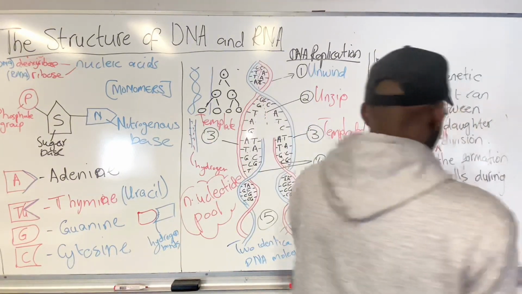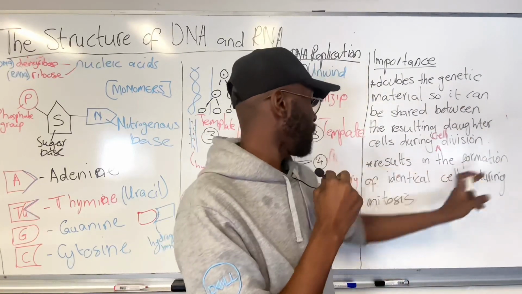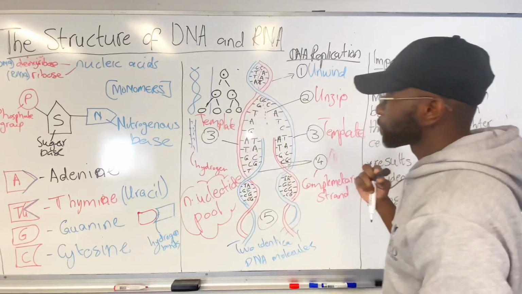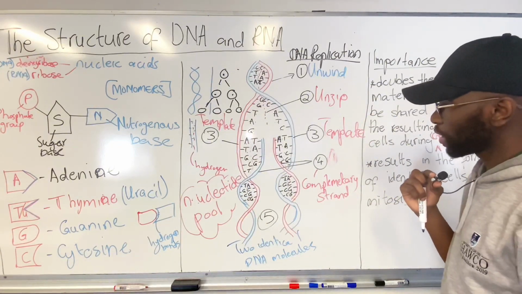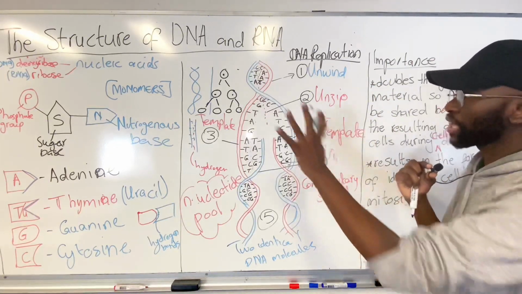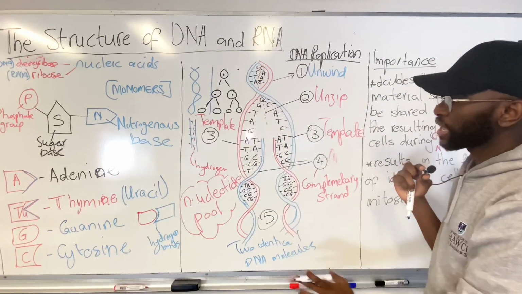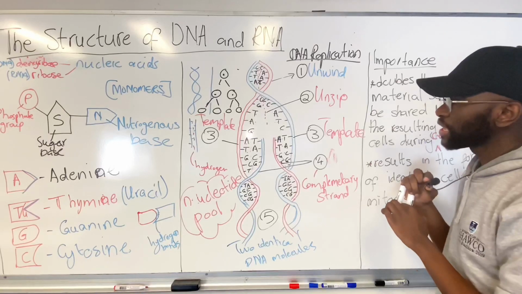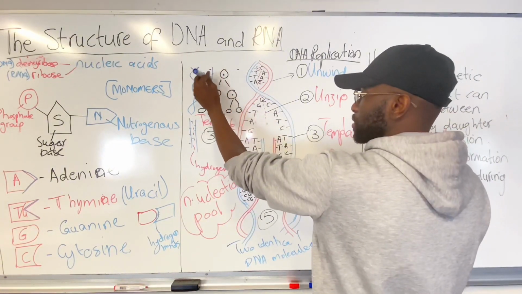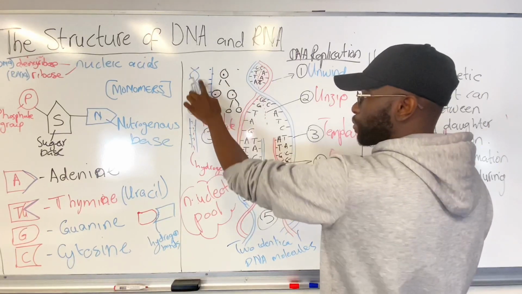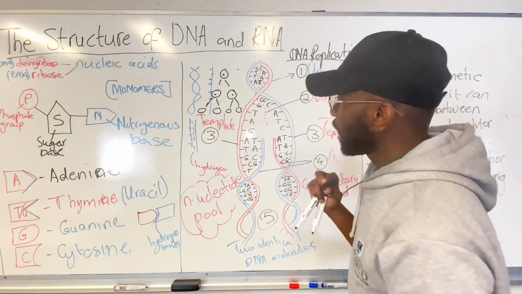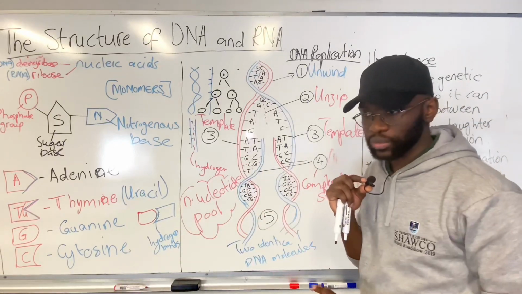It also results in the formation of identical cells during mitosis, almost the same thing I was explaining there. And that's DNA replication, the structure of DNA and RNA. Remember that RNA is just one strand like this instead of a double helix structure. We will compare them and discuss more in future videos.